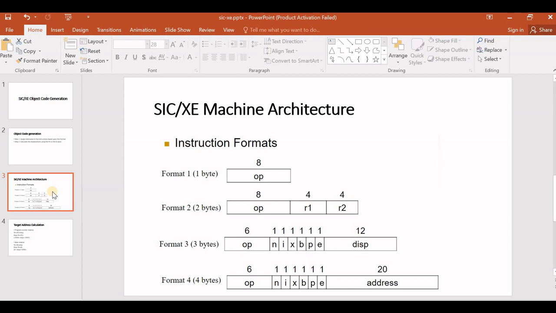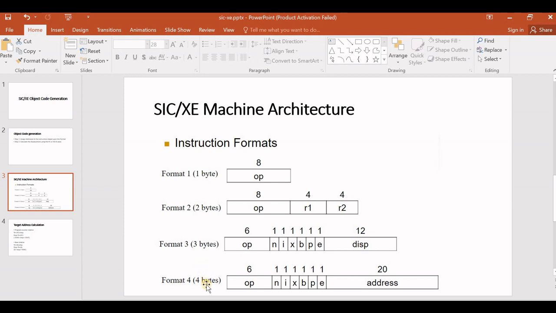How do you differentiate between format 3 and format 4 instructions? The format 4 instructions are going to begin with the plus symbol, but the format 3 instructions are not going to begin with the plus symbol. If the instruction is in format 4, then the E bit will be set to 1, and if the instruction is in format 3, the E bit will be reset to 0.